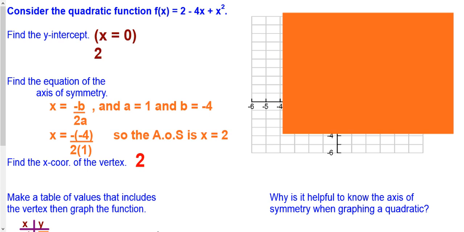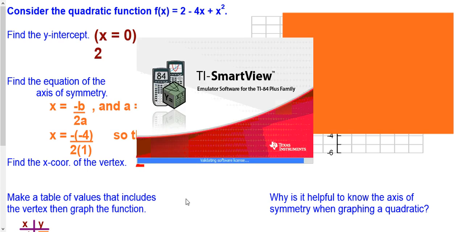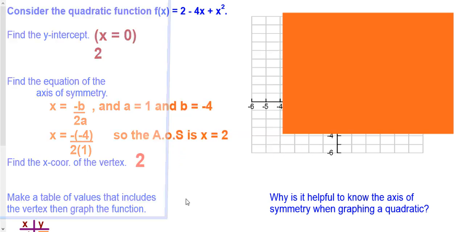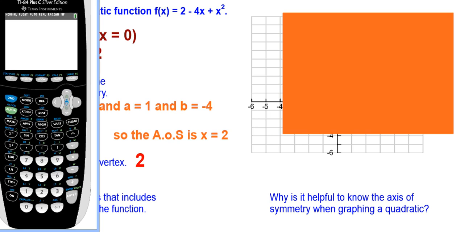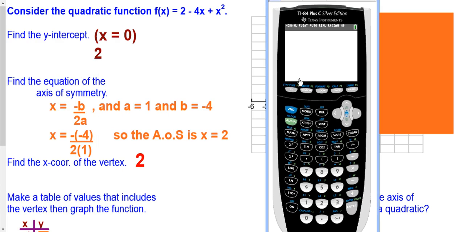So I'm going to try to do it the slightly easier way than plugging them in all by hand. I'm going to take my graphing calculator and go to my y equals, and I'm going to type in my function: 2 minus 4x plus x squared. So double check to make sure you typed it in correctly.